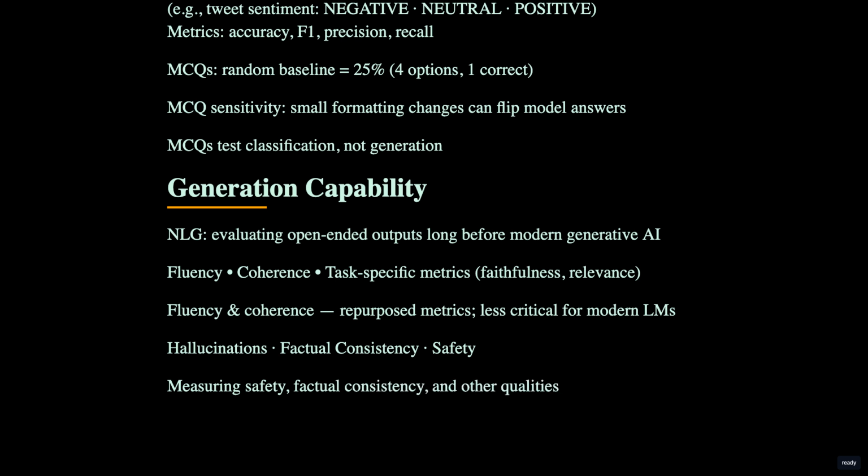Developers care about many metrics: controversiality, friendliness, positivity, creativity, conciseness, depending on the product. This section will focus on factual consistency and safety. Factual errors can cause real harm, so they're often treated as safety issues but deserve a dedicated discussion. The techniques we cover for these properties can also help you evaluate other qualities you care about.